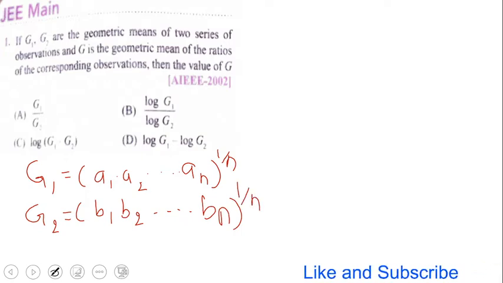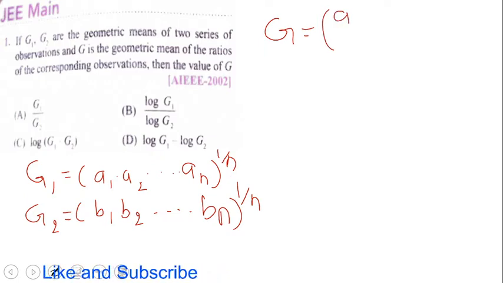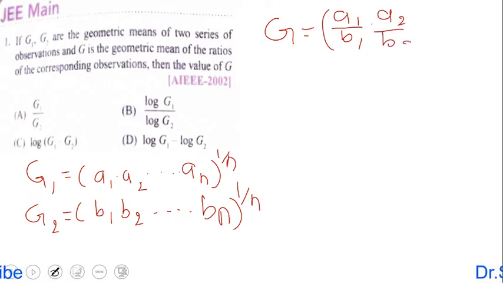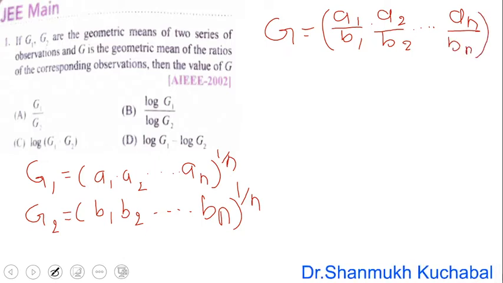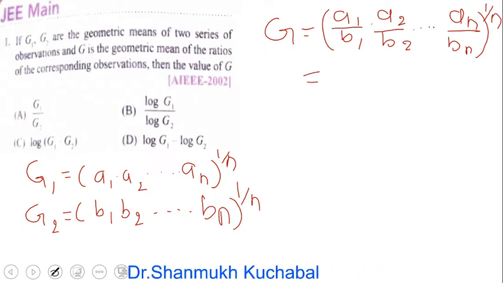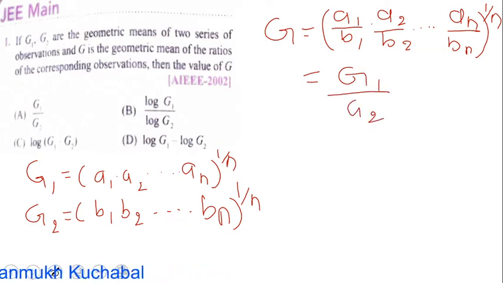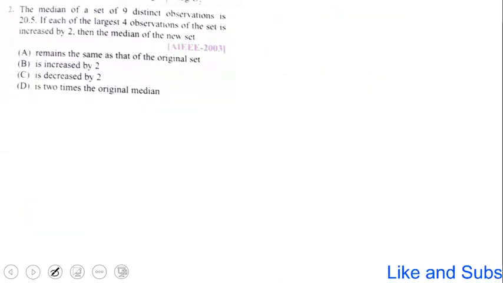Further, we will take the ratio of these. So G equals (A1 by B1, next A2 by B2, next up to An by Bn) raised to 1 upon n. The numerator represents G1 and the denominator represents G2. So we observe that G equals G1 by G2. Therefore option A is the right answer here. We'll move to our next example.